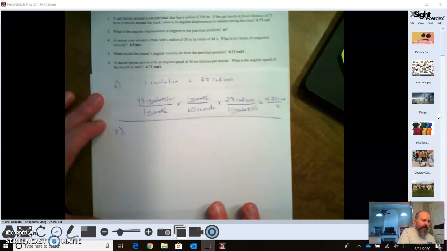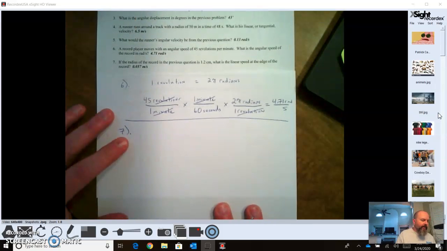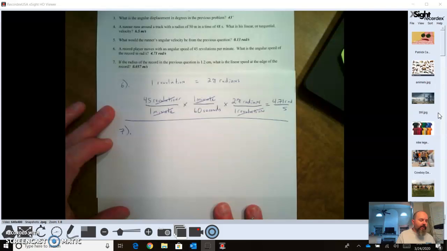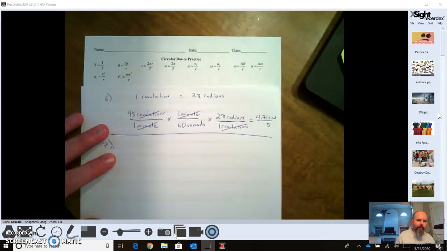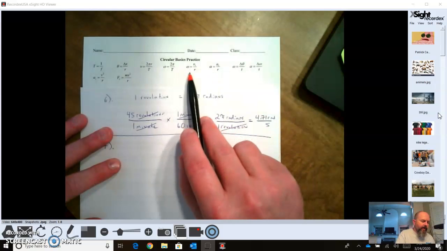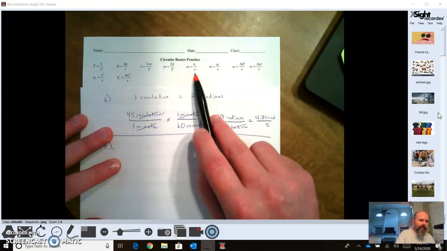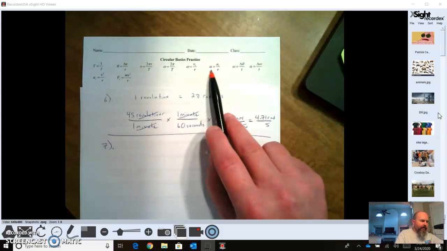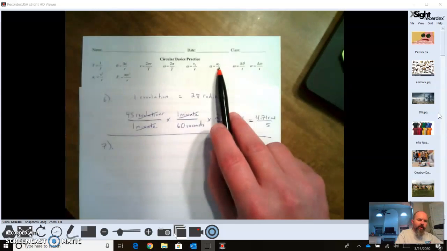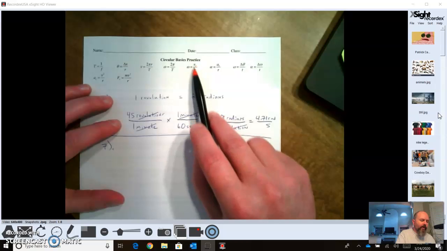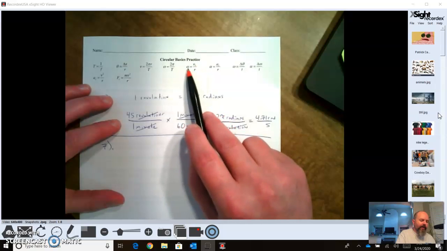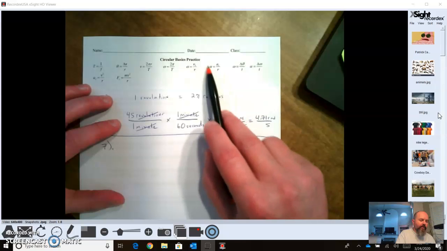Number 7 builds on this question. Number 7 says, if the radius of the record in the previous question is 1.2 centimeters, what is the linear speed at the edge of the record? So I'm going to call your attention up to some of the equations we have up here at the top. These equations say that angular velocity is equal to translational velocity divided by r. Angular acceleration is equal to translational acceleration divided by r. What that means is if you take the linear quantity and divide it by the radius, you get the angular quantity.